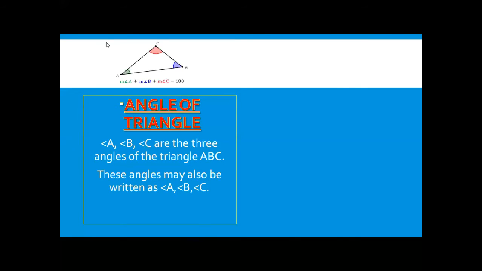Now, look at this picture. This is a triangle and we have three angles: angle A, angle B and angle C. How will we write? Look at this: angle A, angle B, angle C. So these are the three angles of a triangle.